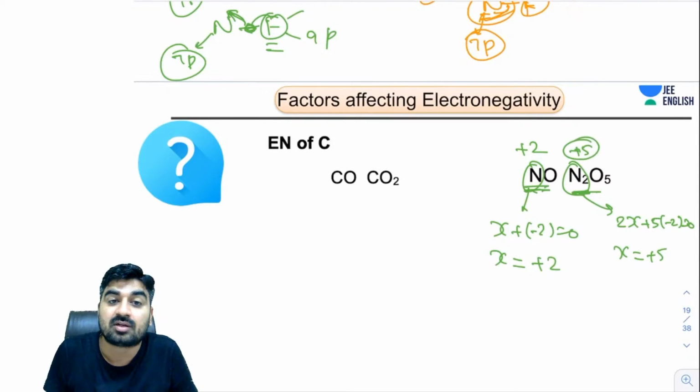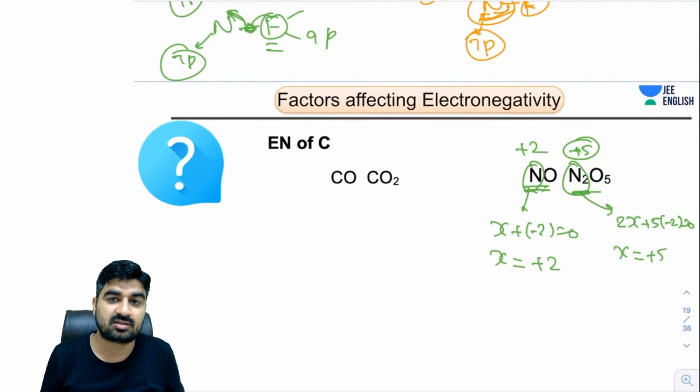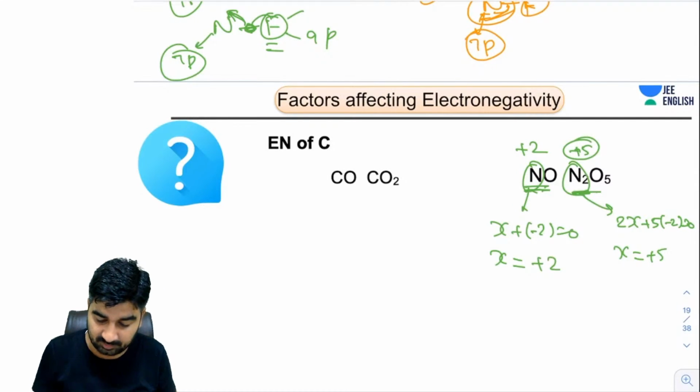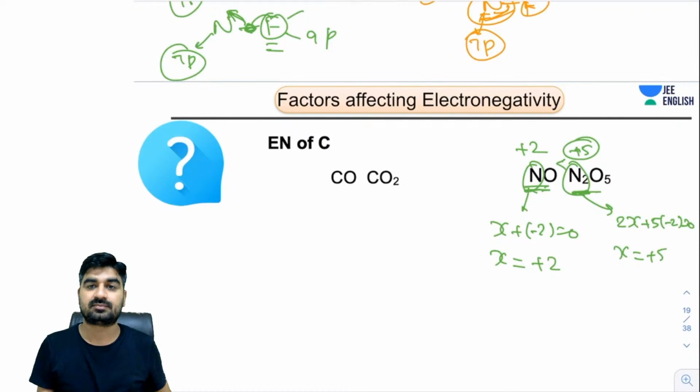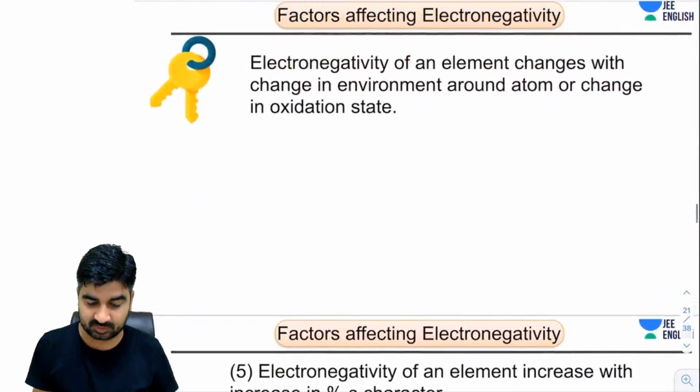So I just told you, as positive oxidation state increases, electronegativity also increases. Yes, it will be N2O5. You got it right. So let's move to the next point.